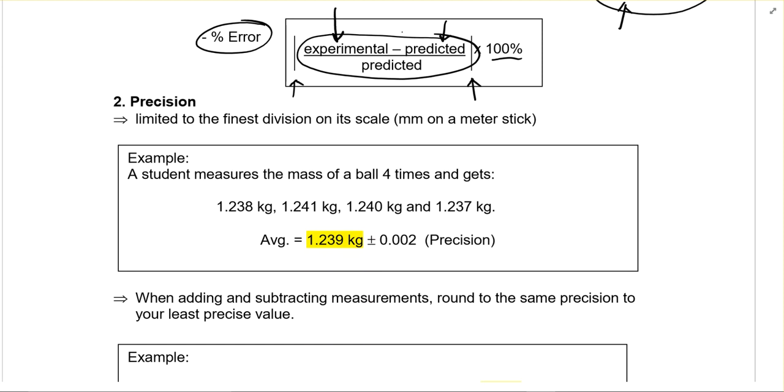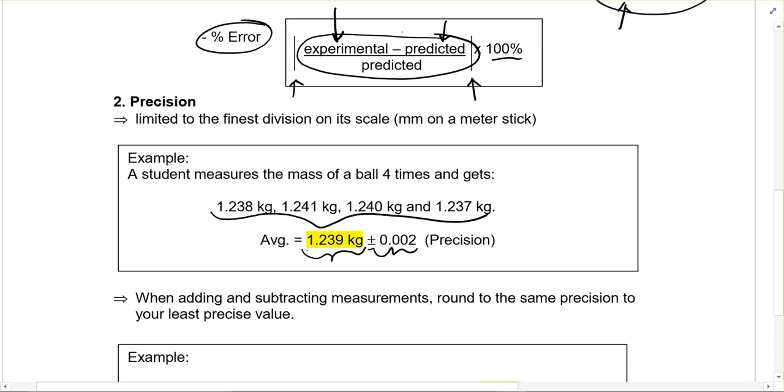So if you add these 4 numbers up and then divide by 4 to figure out the average between them, you get this as a number. And then what this next part means is plus or minus 0.002. That means that I'm uncertain about that measurement within 0.002.